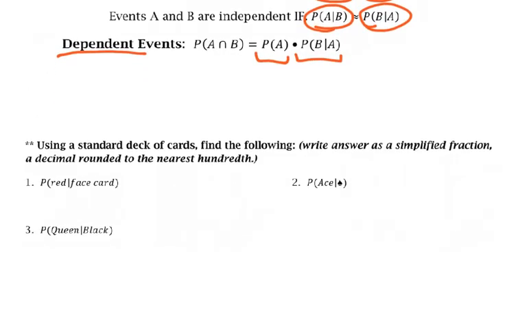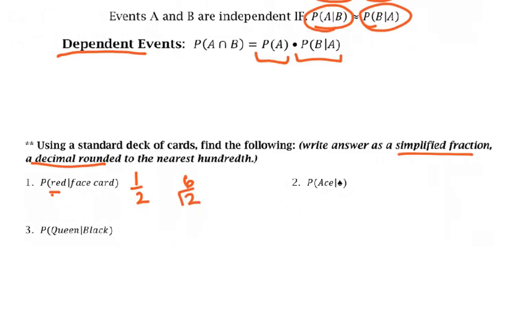So let's do a couple examples, and then you're going to be doing something else. So using a standard deck of cards, find the following. You're going to write your answer as a simplified fraction, as a decimal rounded to the nearest hundredth as well. So what's the probability of getting a red card if you already know that you have a face card? So basically, I'm telling you that the card that you're going to look at is already a face card, so you know it's narrowed down to 12 cards. And so out of 12 cards, what's the probability that it's red? Well, all the face cards are either red or black, and they're half and half, and so it's going to be one half. And another way that you can look at that is 6 out of the 12.